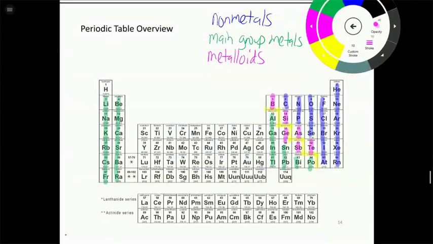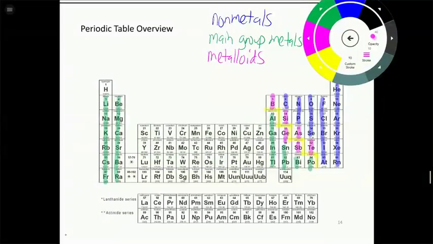And then the other 2 types of metals that we have, before I get to that, I forgot one thing, which is we have one more nonmetal over here.